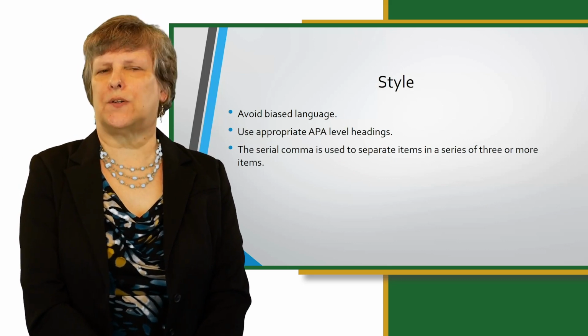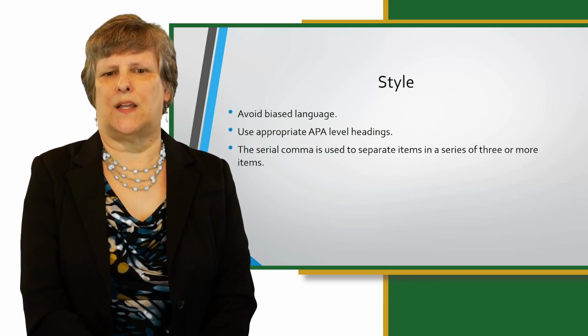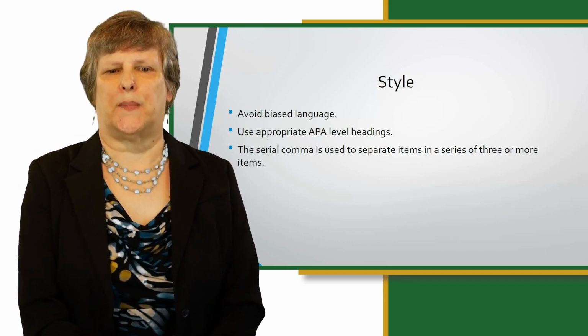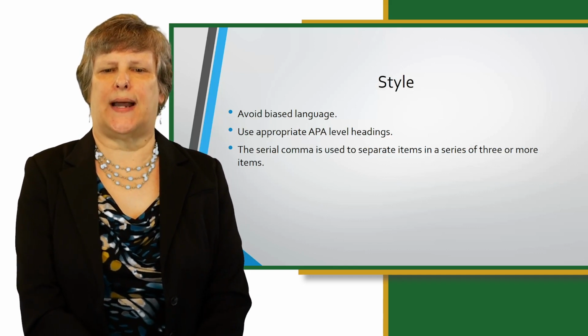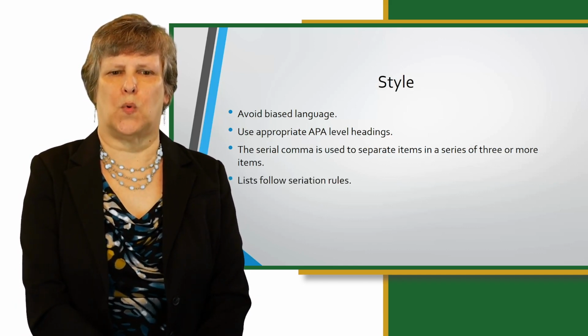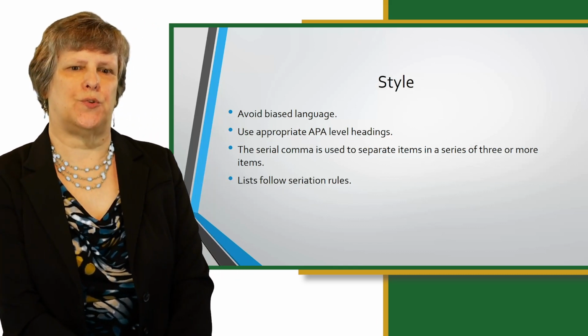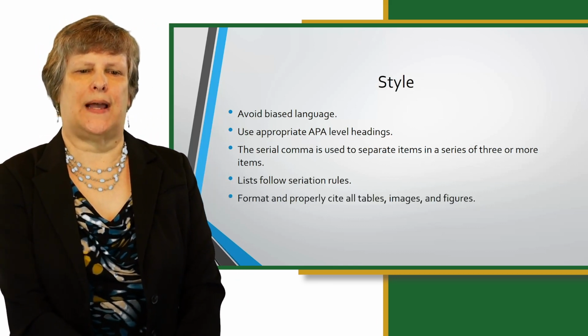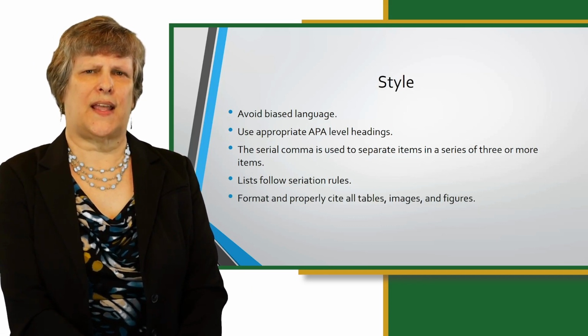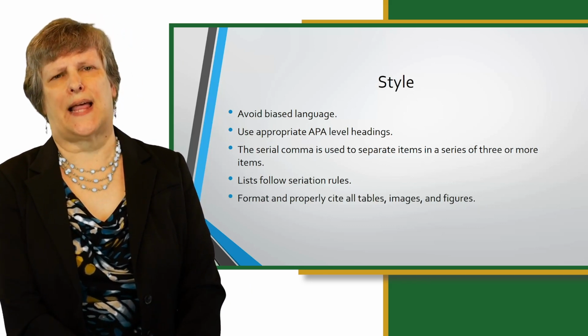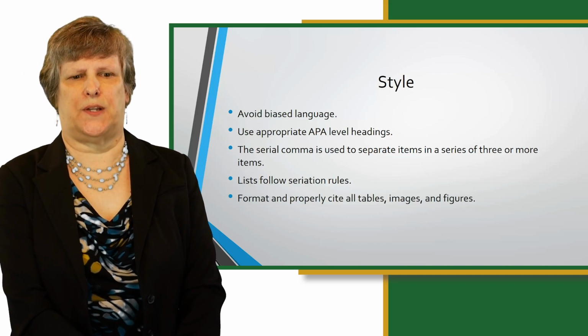Now, the serial comma, that's a fancy way of saying you have a sentence that has more than one comma. It's used to separate items in a series of three or more. So follow seriation rules when you do lists. In other words, if you have a list, they all end in commas until you get to the last one in the list and it has a period.